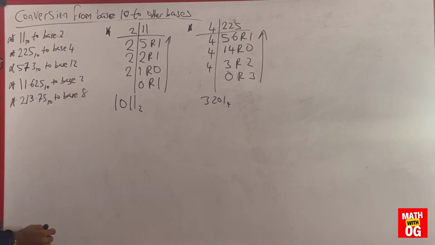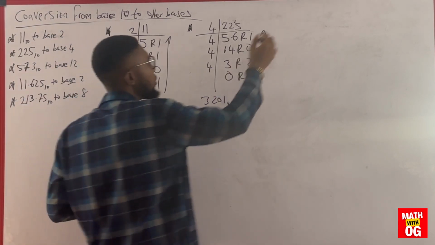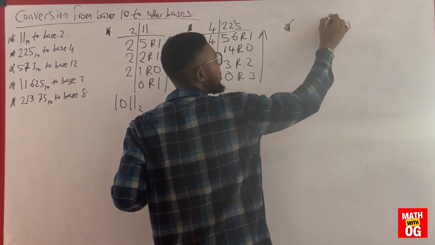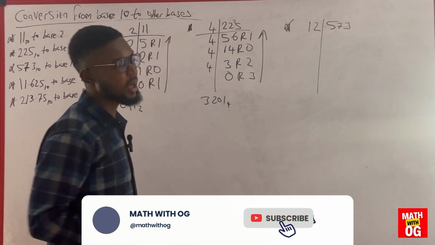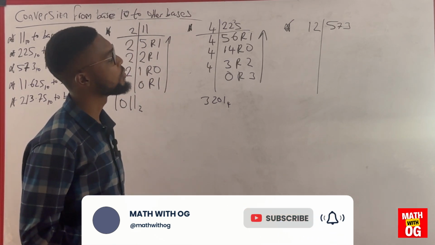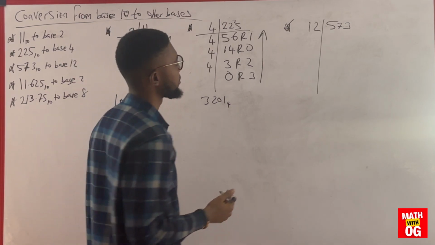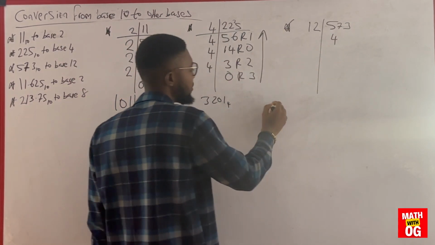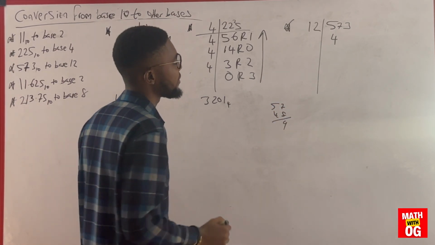Next question, we have 573 to base 12. So I can write that here, 573. Then I'll put a 12 here. Now, let's divide. 12 will go into 57 4 times, which is 48. So 57 minus 48 should give us 9. So I have a remainder of 9.